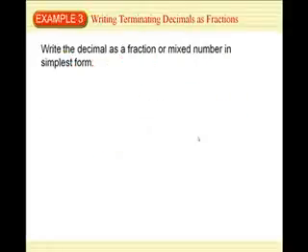All right, writing terminating decimals as fractions. Write the decimal as a fraction or mixed number in simplest form. So the way we do that is you say this the correct way. That is not just 0.4. That is 4/10, because the 4 is in the tenths place. So you just write it 4/10, and then you reduce it by dividing by 2, 2/5.